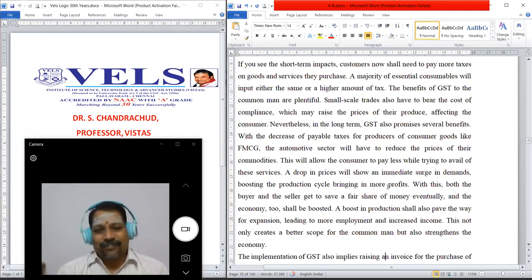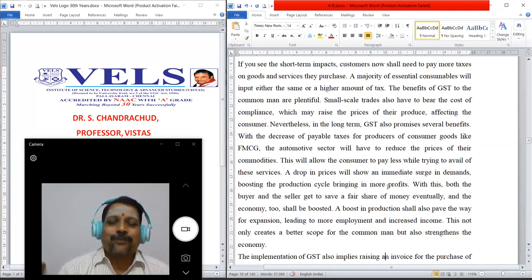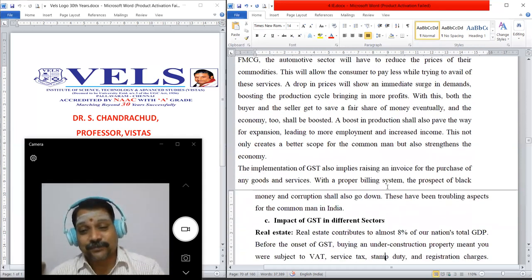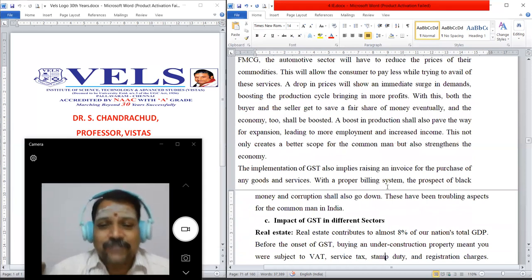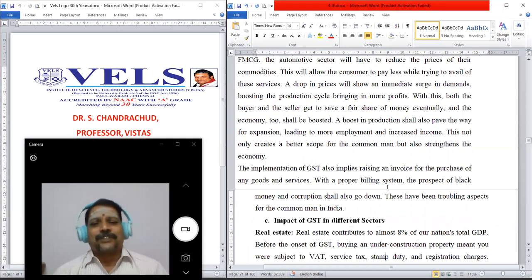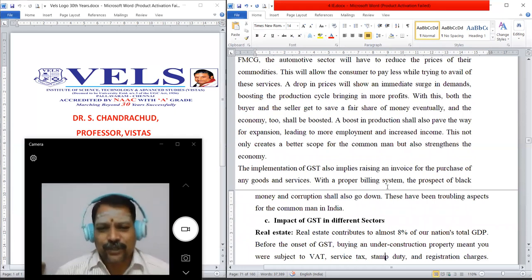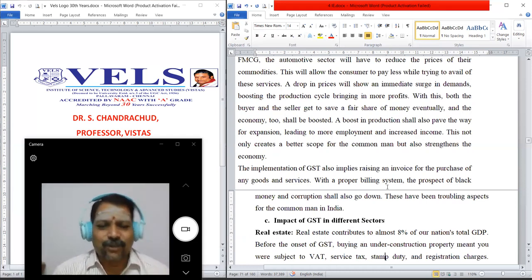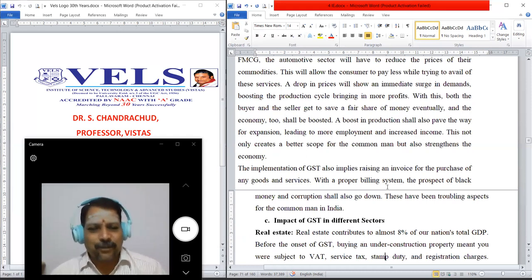But after all, the common man is paying more tax. The economy is improving, but the common man is suffering. India is rich, but Indians are poor. The implementation of GST also implies rising invoices for the purchase of any goods and services. With a proper billing system, the prospects of black money and corruption shall also go down. These have been troubling aspects for the common man in India.